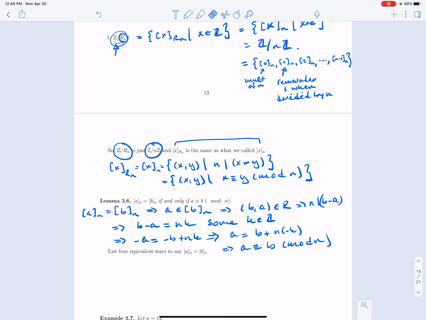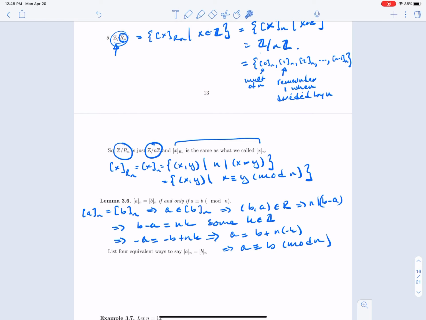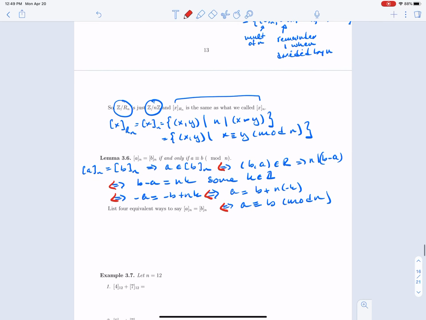Okay. So we showed that if the class of A is equal to the class of B, then A is congruent to B mod n. This is an if and only if, so if we want to go the other way, we would start with this statement here, A is congruent to B mod n. And then we can just trace these arrows back, because each one of these arrows was an if and only if. So in fact, saying that two classes are equal means nothing more than that the one is congruent to the other mod n, or that n divides A minus B.